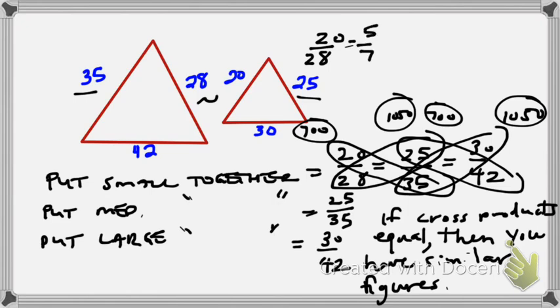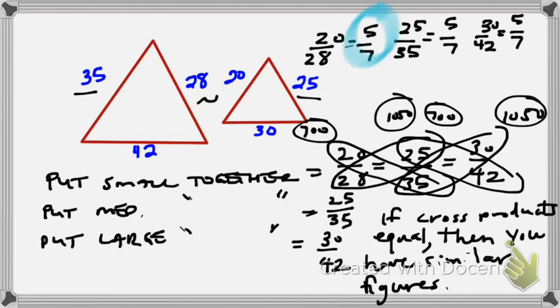Okay, what about 25 over 35? What does that reduce down to? You divide by 5, you end up with 5/7. What about if you take 30 over 42? Divide by 6, you end up with 5/7.